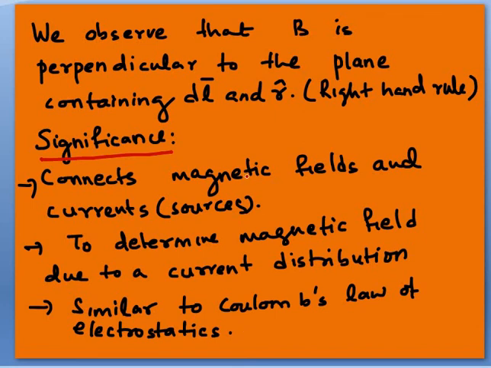See, Biot-Savart's law connects the magnetic field to its sources, which are the current carrying wires. Similarly, Coulomb's law connects the electric field to its sources, that are the charges. So both are similar. So that's it.